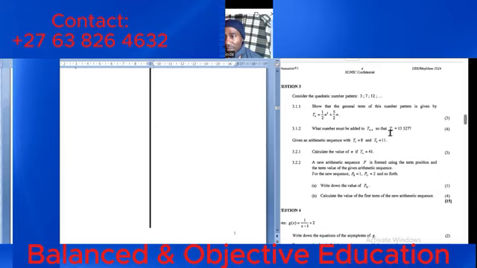Okay, question 3.1.2. It said, what number must be added to Tn minus 1, that is the second to the last term, so that the value of Tn will be equal to 13,527.